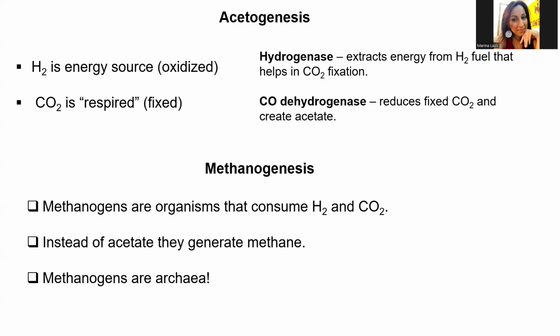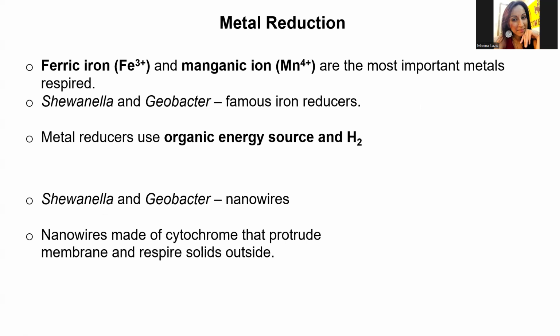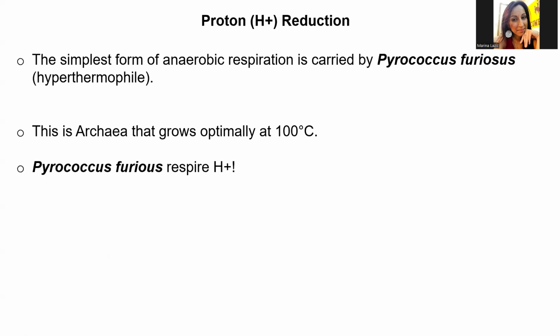That's important. Then we talked about metal reduction, ferric ion and manganic ion, 3 plus and 4 plus. Again, it has to be in that structure because otherwise it cannot be respired. We talked about Shewanella and Geobacter as important iron reducers, and we will talk more about them later on. They use hydrogen as an energy source, but they respire metals. Shewanella and Geobacter are known for the production of nanowires, which are literally structures made out of cytochrome that protrude through the membrane and then attach to the solid surface, which is how they respire. Again, we will talk more about that later.